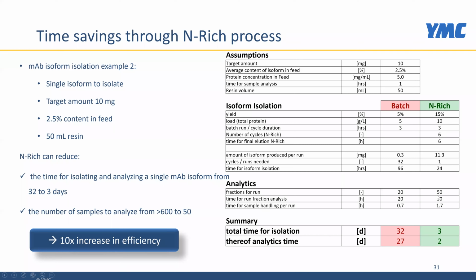you only analyze the final fractionation. You do a finer fractionation, however, you only have 50 samples because you just do it once. So the analytical time for the final elution is a bit longer, but still you are down to 50 hours, or 50 samples, from 600 samples or 600 hours. And that leads to a massive reduction in overall processing time. And it also, of course, reduces the burden on your analytical department a lot.